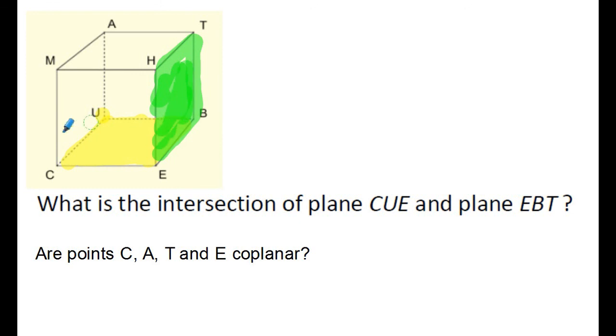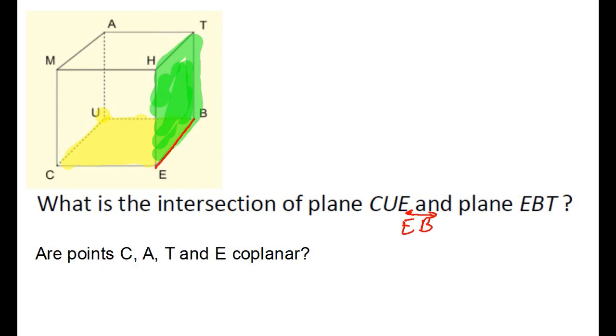And what is the intersection? Well, when there's two planes, the intersection has to be a line. So that line would happen to be right here. That would be the intersection. So that would be line EB. Or you can go the other way. You can call it BE.